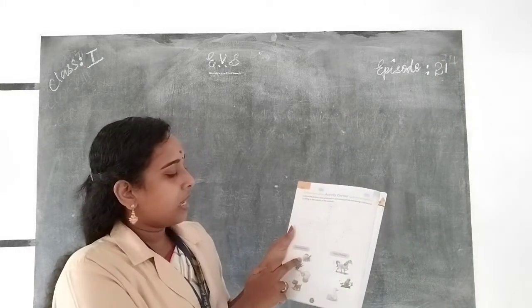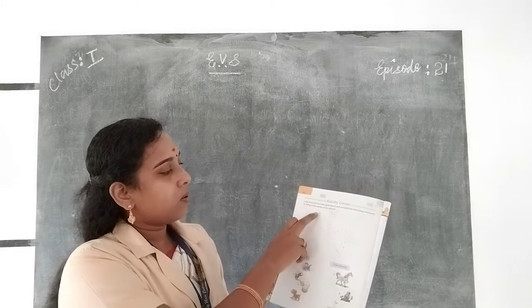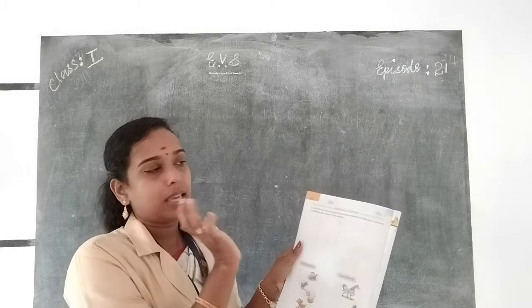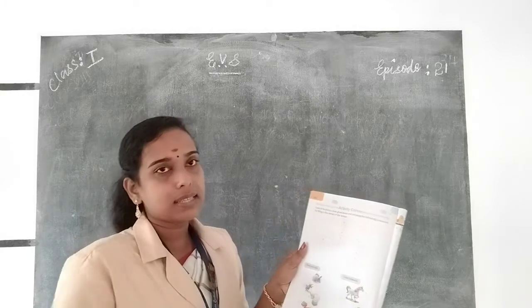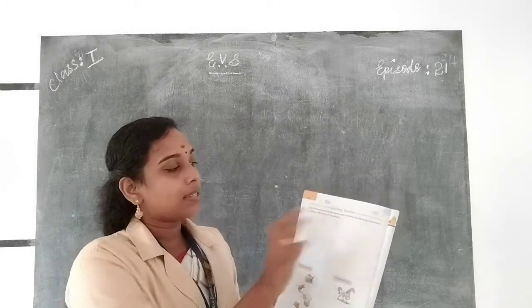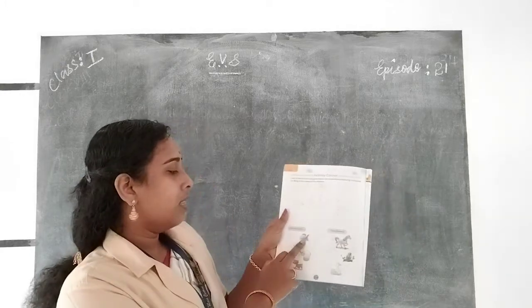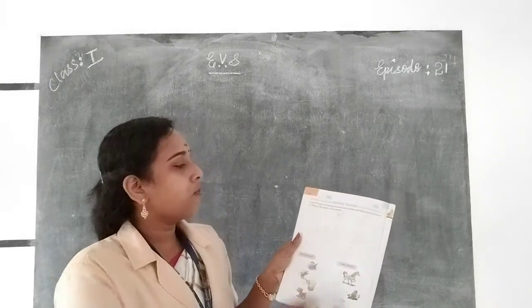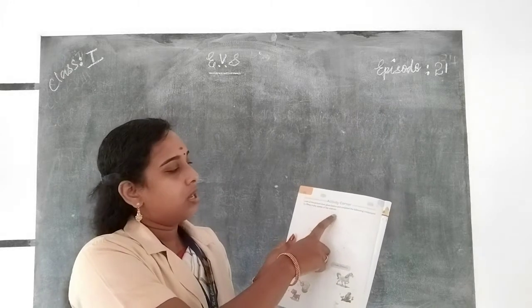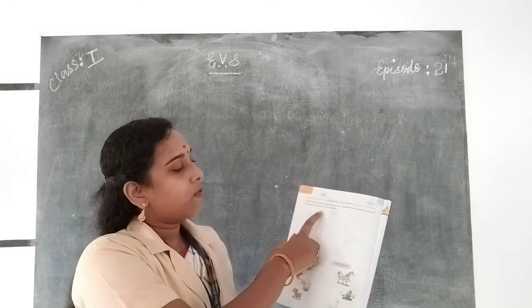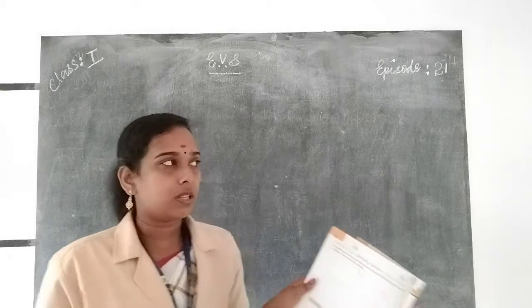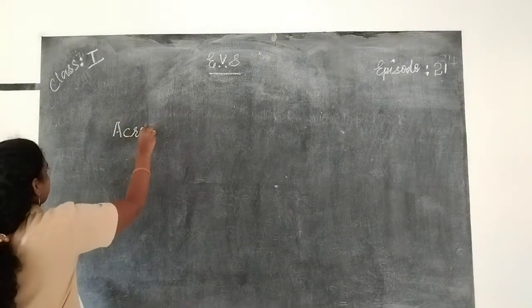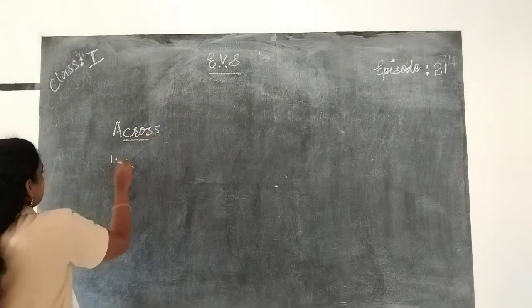The first one is number 1, across. Here F and H are given. The first letter is F and the last letter is H. And here the picture shows a fish. So you write the spelling of fish in the given box. F-I-S-H. Fish. So the first one, across, is fish.